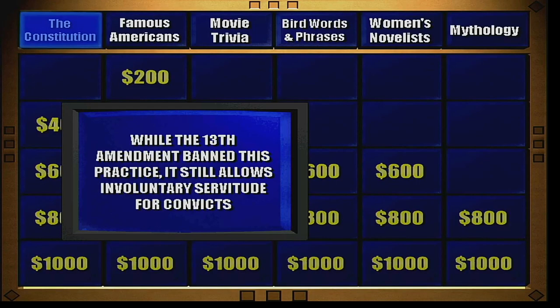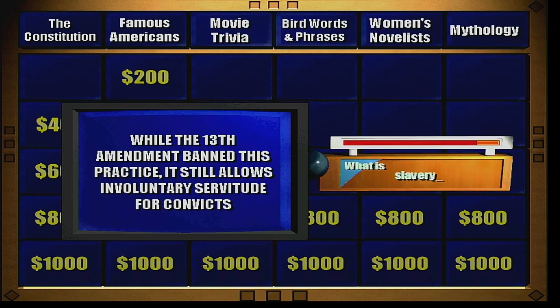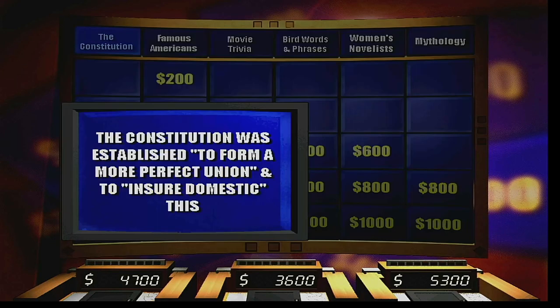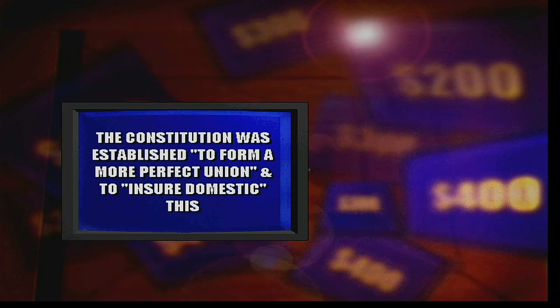Why, yes. While the 13th Amendment banned this practice, it still allows involuntary servitude for convicts. Player 1: Slavery. You are correct. The Constitution for 400. The Constitution was established to form a more perfect union and to ensure domestic this. Player 2: What is tranquility? Yes.